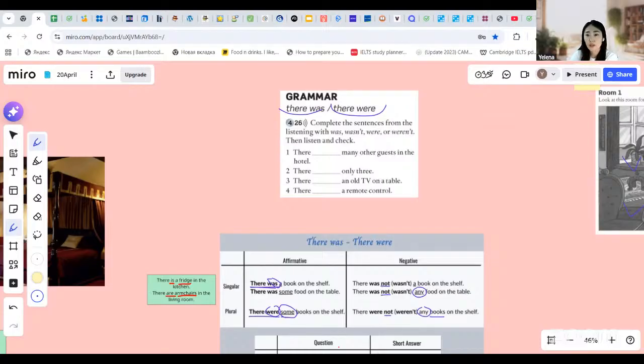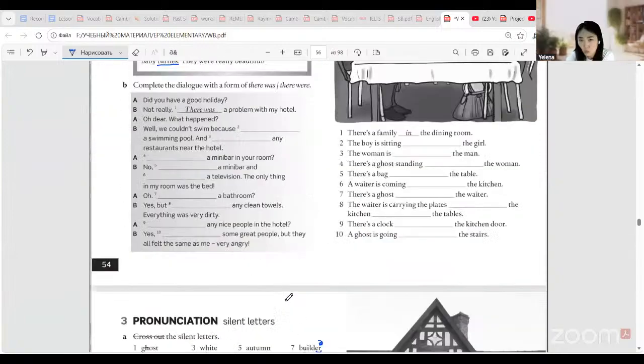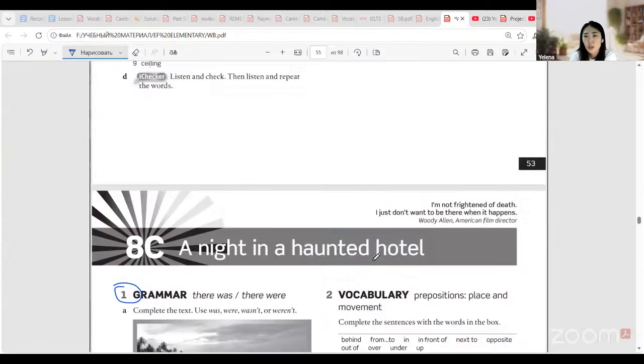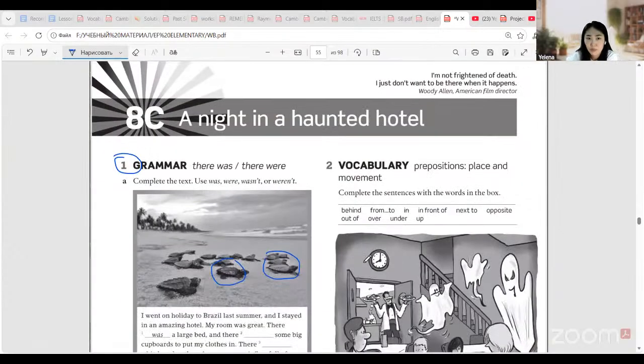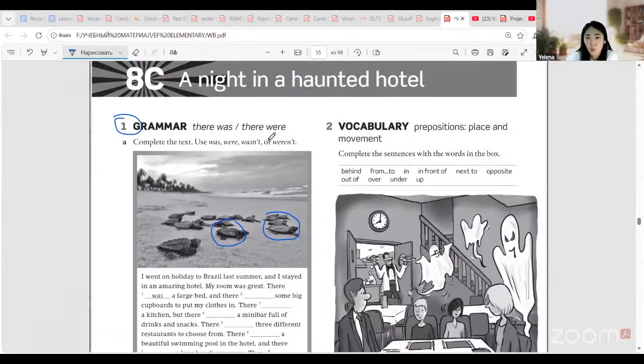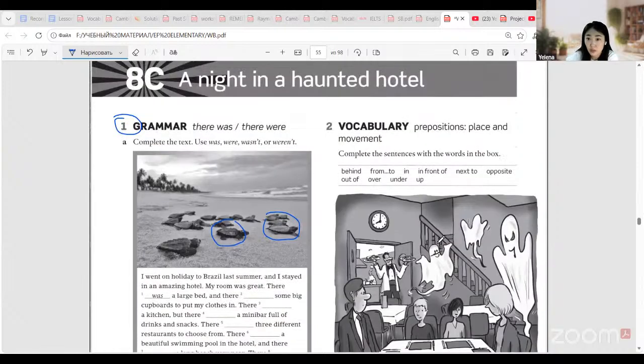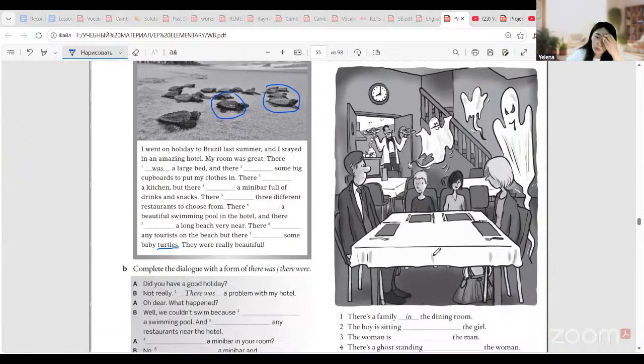Okay? Так, Сайхан, вы что-то делаете в workbook? Закрепляете материал? Да? Okay. So, as your homework, please do exercise 1, page number 54. Okay. Grammar. There was, there were. Did you do exercise 2? Prepositions, place and movement. Вы были на уроке, но не знаю, как сделали задание, нет. Это нужно будет повторить. Предлоги, место, движение. Place and movement. Okay? Vocabulary.